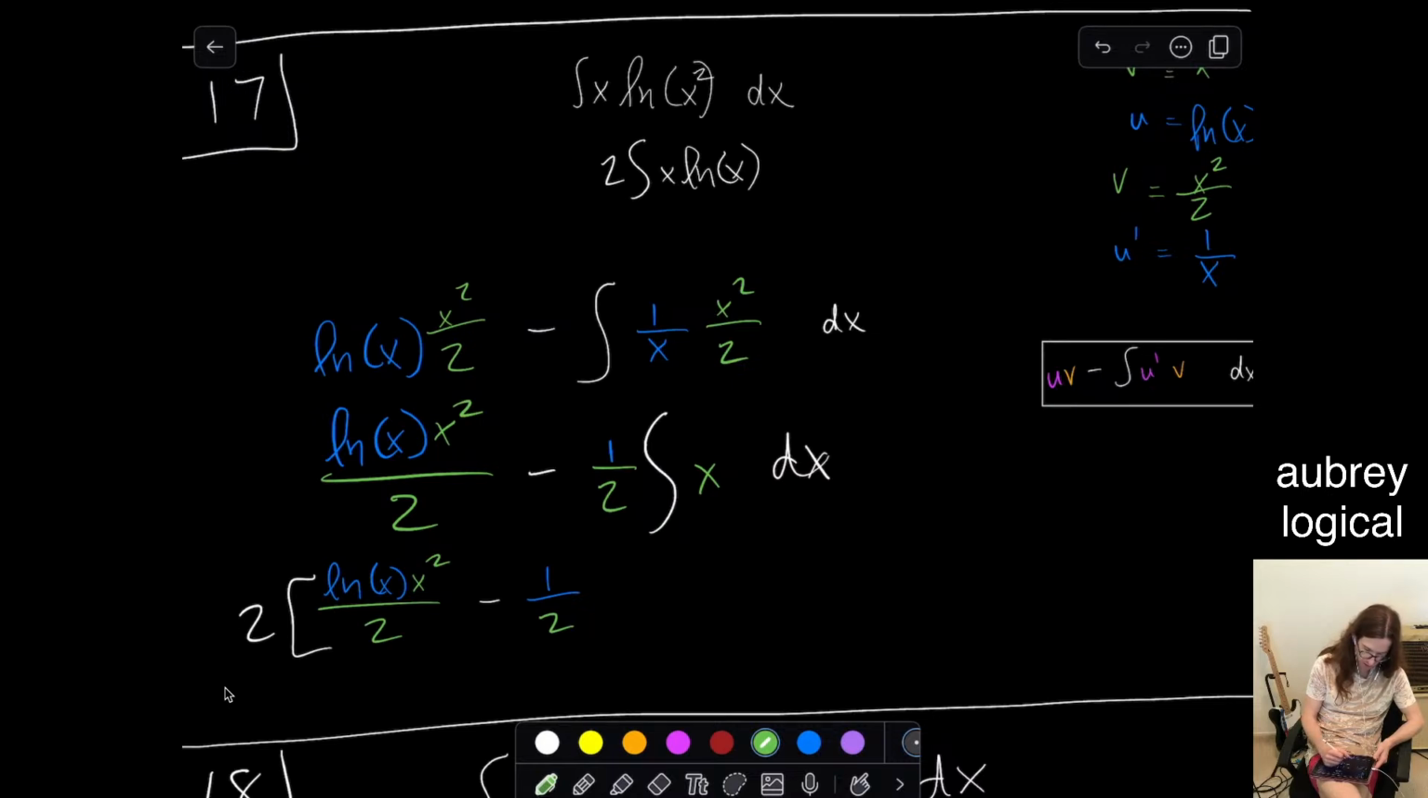Okay, so the antiderivative of x is going to be x squared over 2. So we have another 1/2 to pull and add with that. So let's just go ahead and make this 1/4.